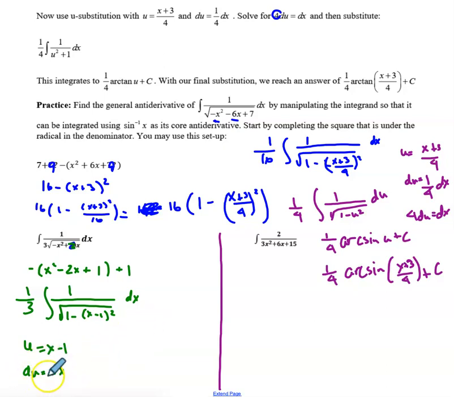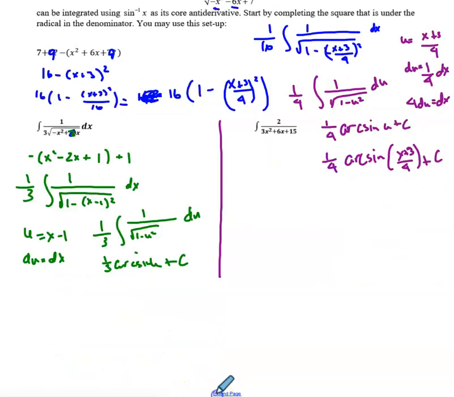I don't have any constants to worry about here. So I can sub in. I get 1/3 out in front, the square root of 1 minus u squared du, which integrates to 1/3 arc sine of u plus c, and then finally I need to sub back in for my u to get my final answer of 1/3 arc sine of, instead of u, x minus 1, and of course I have a plus c.